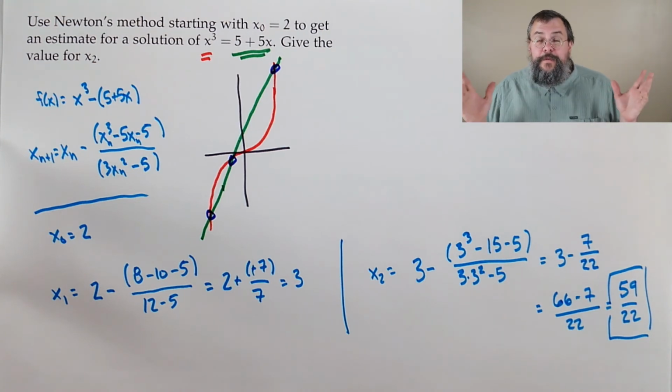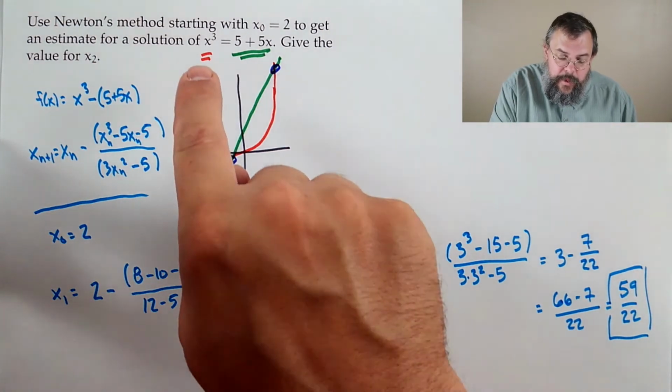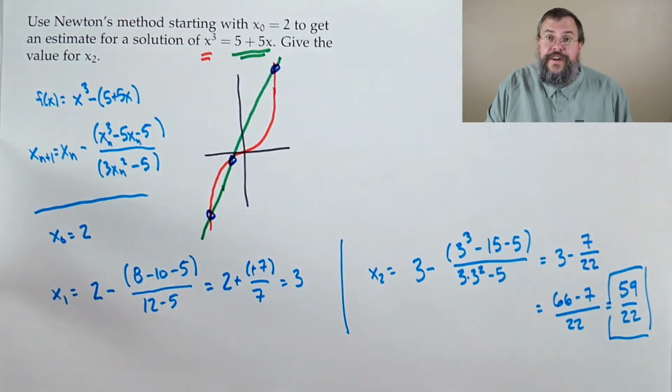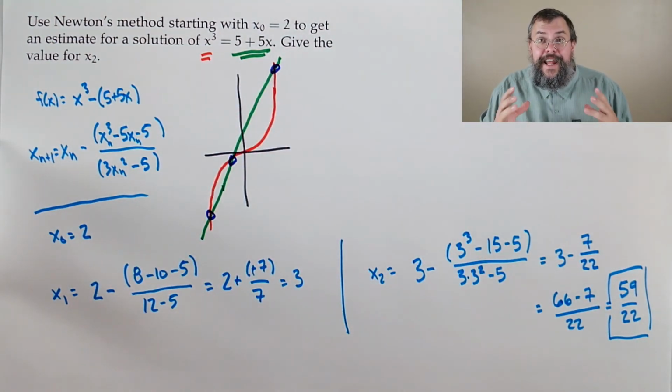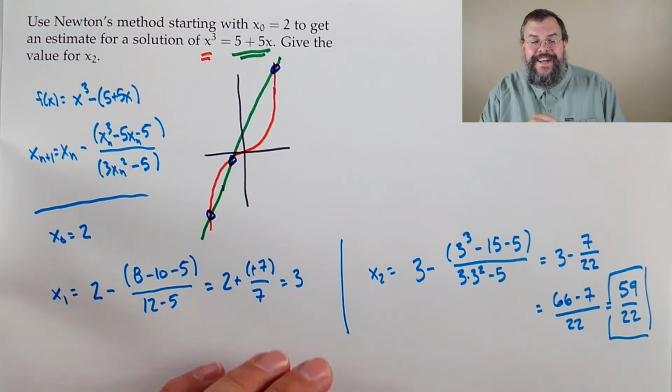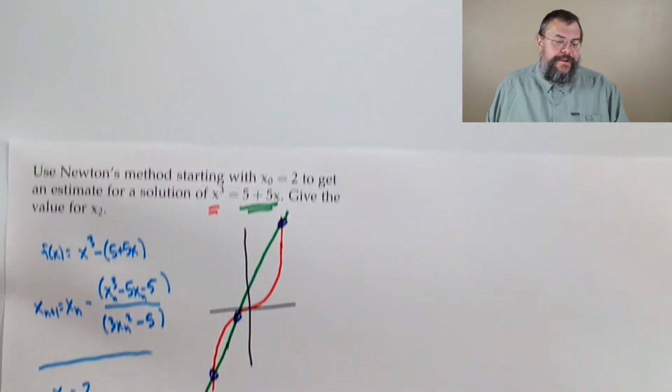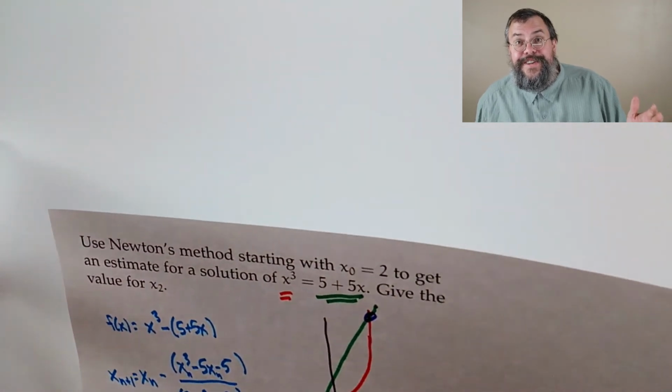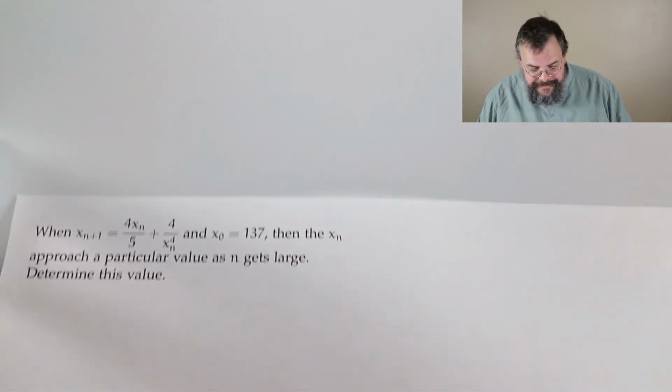But the real moral for this problem is when you have two functions being equal to each other, it's the same as saying, take their difference and set it equal to 0. Now, Newton's method, go. And success. Or at least approximation to a success, right? That's what we're after. Good approximations. All right. One more problem.